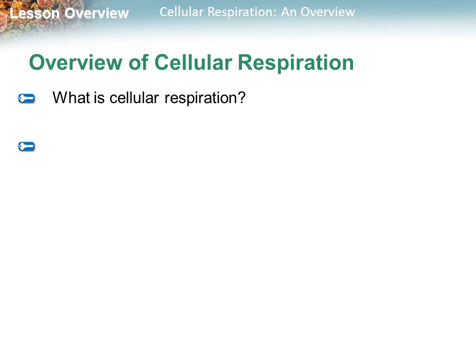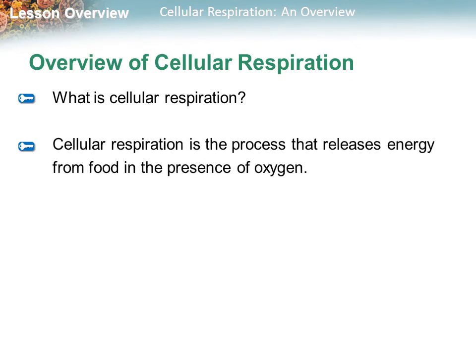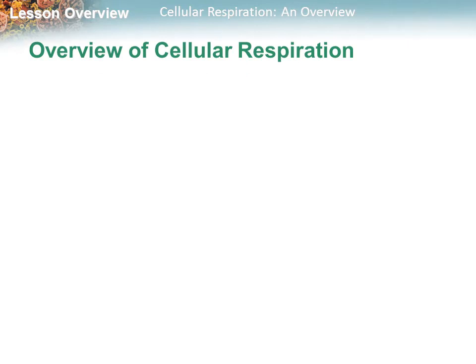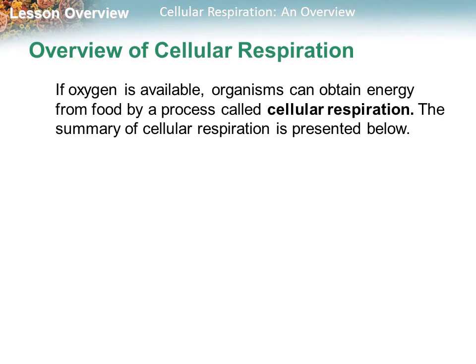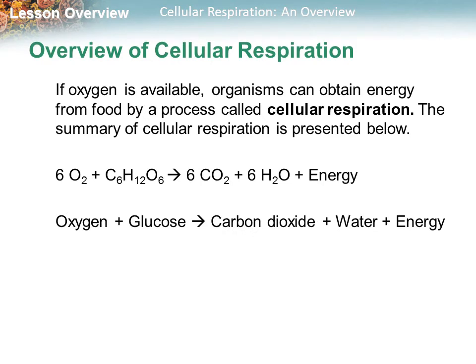What is cellular respiration? Cellular respiration is the process that releases energy from food in the presence of oxygen. So if oxygen is available, organisms can obtain energy from food by a process called cellular respiration. Here is a summary of cellular respiration. Oxygen combines with glucose to produce carbon dioxide, water, and releases some amount of energy. This is the summary of cellular respiration.